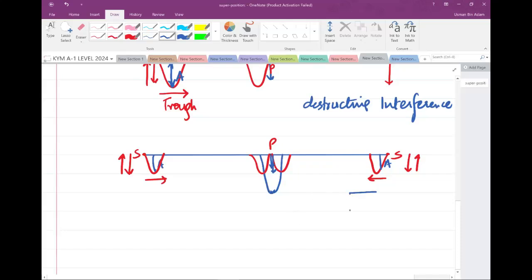I often give an example: imagine two people have to apply a force on a box. If both of them apply the force in the same direction, the net force gets added. But if both of them are applying a force in the opposite direction, their effects get cancelled out. This was constructive and this was destructive interference for you.